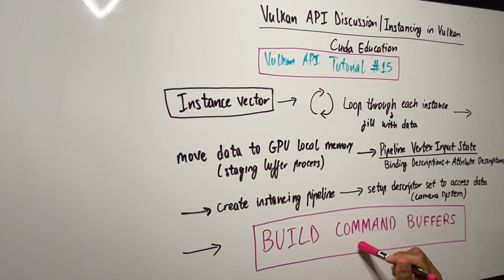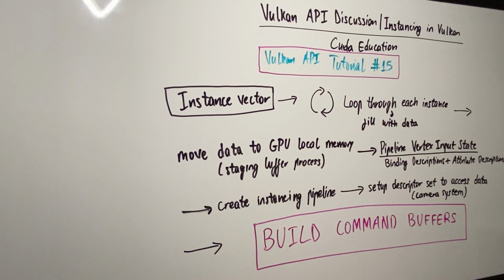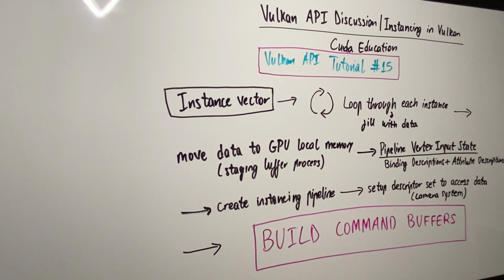Now, the command buffers is really how Vulkan works, right? You record a command buffer, you say, okay, Vulkan, I have descriptor sets here. I have the pipeline vertex input state there. I have pipelines. I have 3 different pipelines. I want to draw all these things on the screen, right?